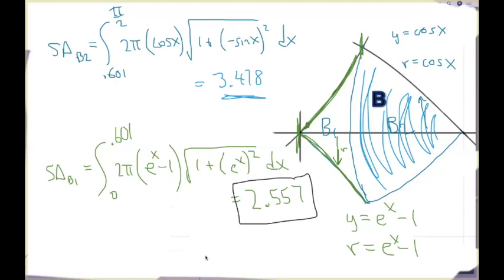All right, add those together. This one plus that one. And I got the total surface area of shape B rotated around the x-axis, 6.035.